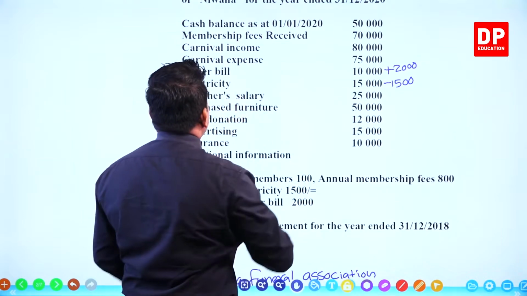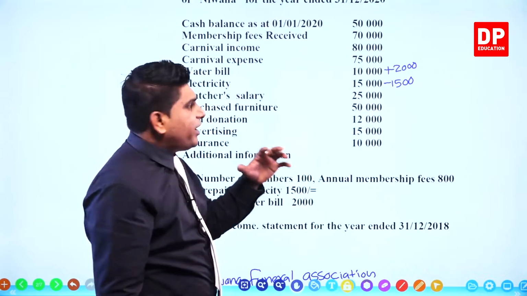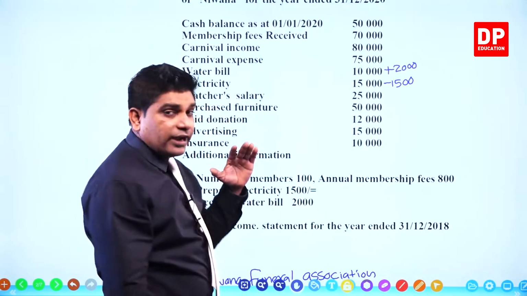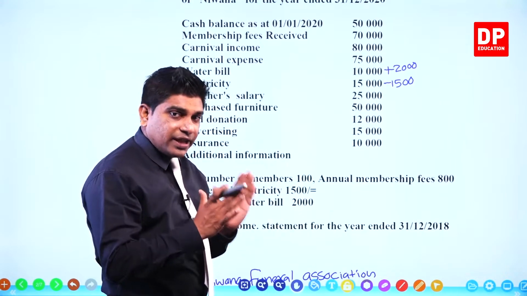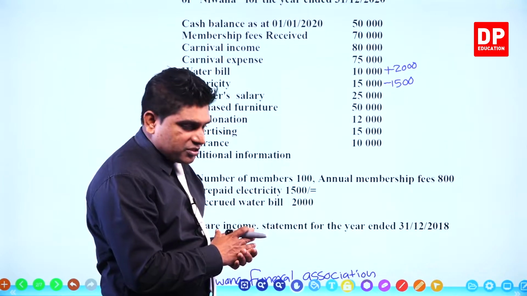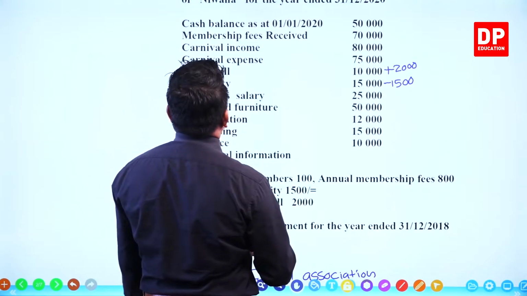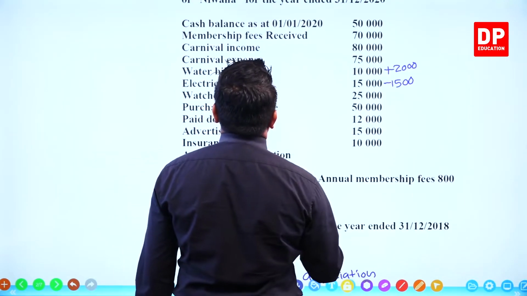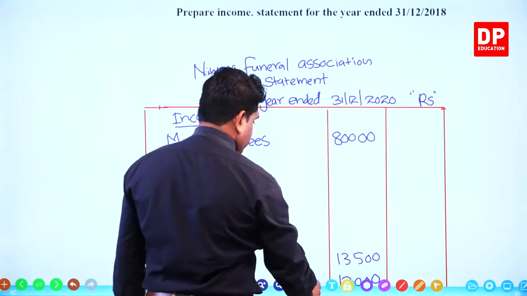You know well, cash balance is not taken here, only income and expense. Membership fees we already took because they have provided us the number of members and membership fees per head. So we use that detail to calculate annual membership fees. Then carnival income 80,000, carnival expense 75,000. Carnival income.